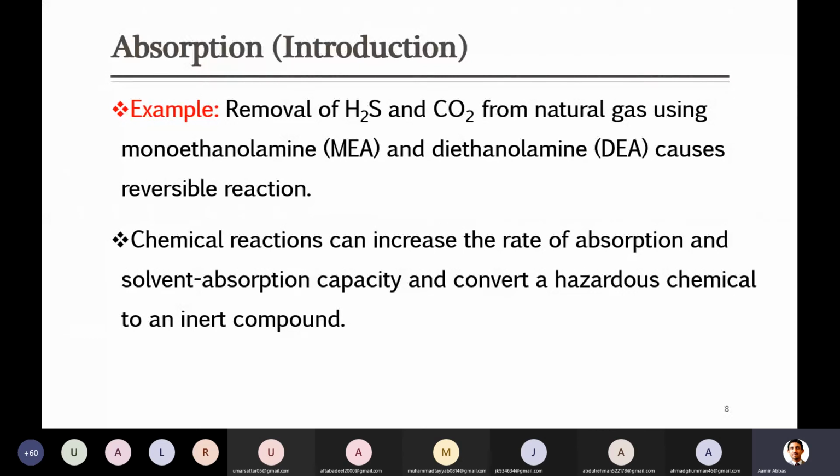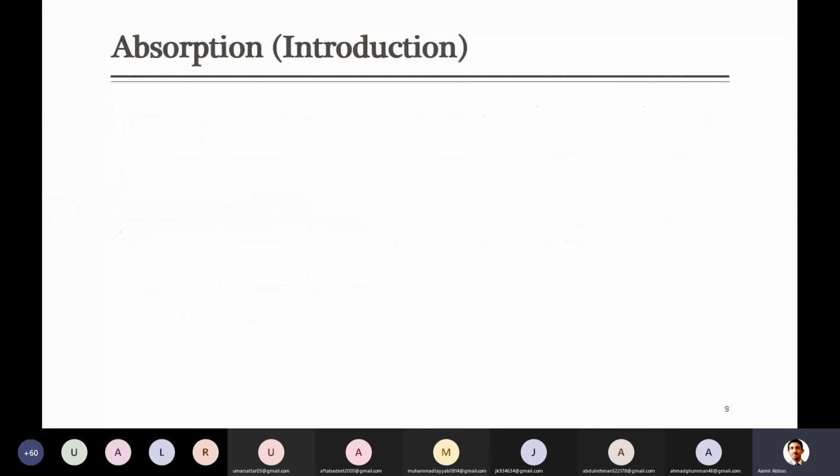At the same time, as mentioned, one other advantage of chemical absorption is that due to chemical reaction, sometimes hazardous pollutants are converted to something less hazardous. For example, when H2S reacts with NaOH, it produces sodium sulfide and sodium bisulfide, Na2S or NaHS. That's less hazardous as compared to H2S. That's what is meant by converting to an inert compound.